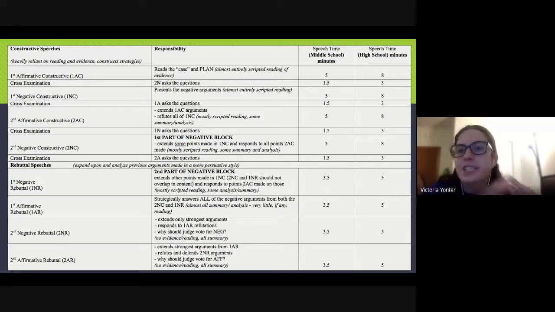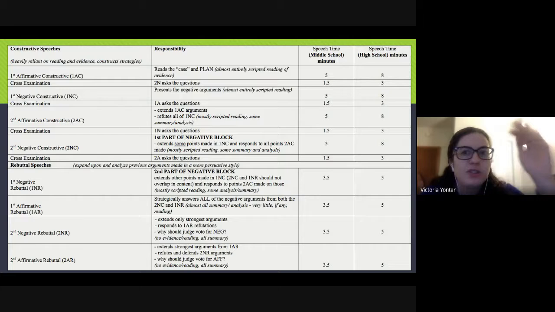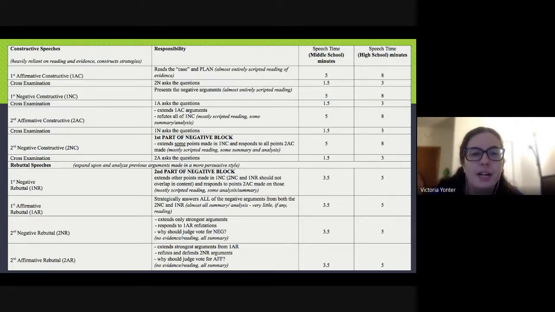Because during that cross-examination time, the 1N, their partner, is going to be preparing their speech, making sure the speech is ready, getting warmed up, all those things, right? So you don't want them asking questions because they're supposed to be thinking about their speech. And then the 1NC happens, also almost entirely scripted. Again, with the core files, you know what they're going to say. And the 1A asks the questions because the 2A is getting their speech ready.